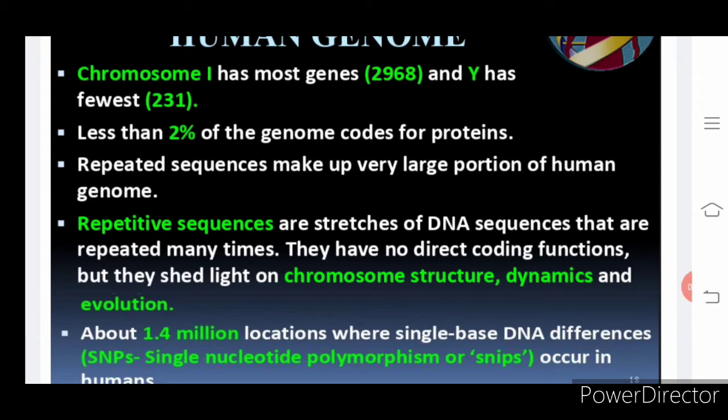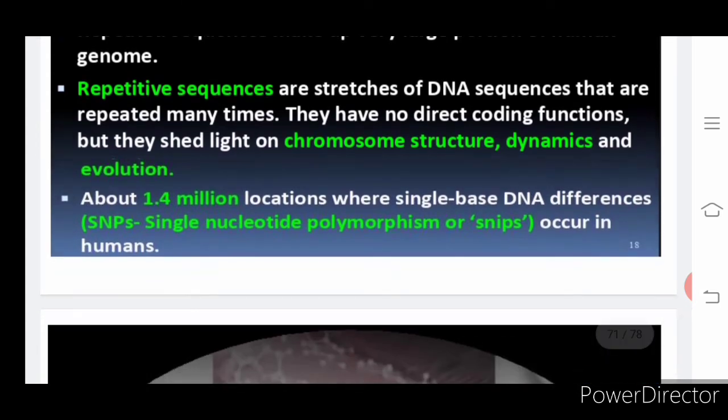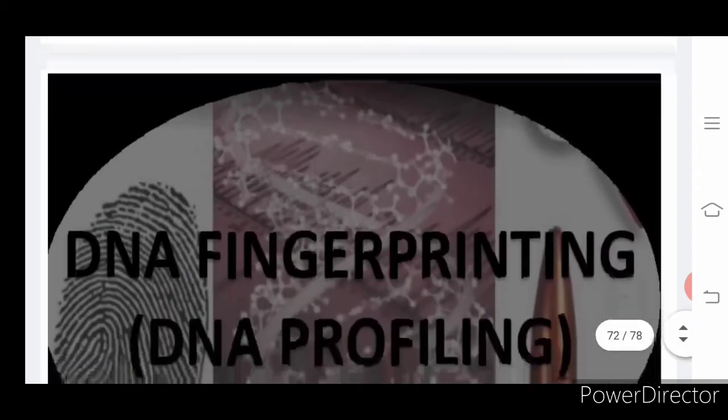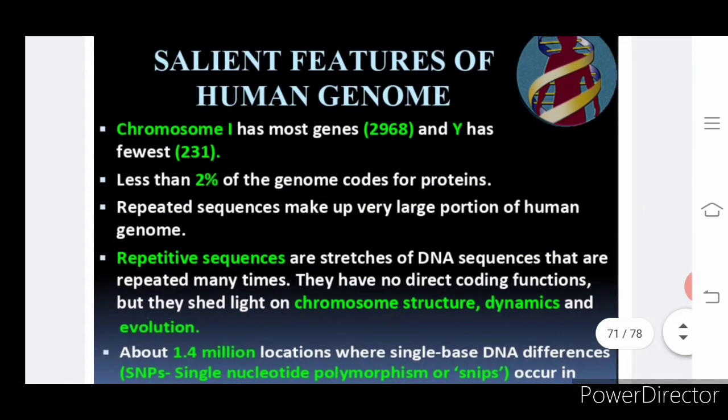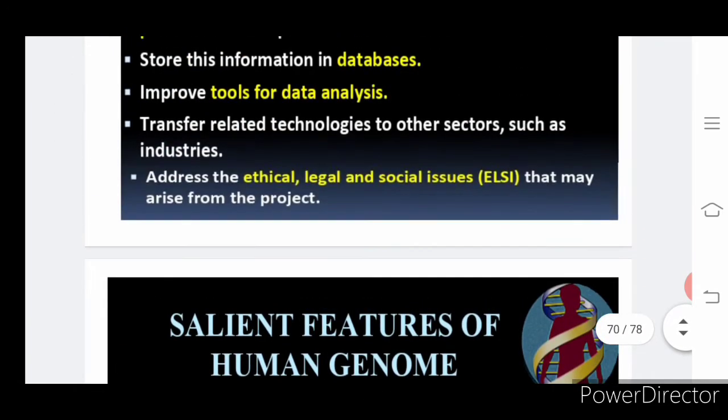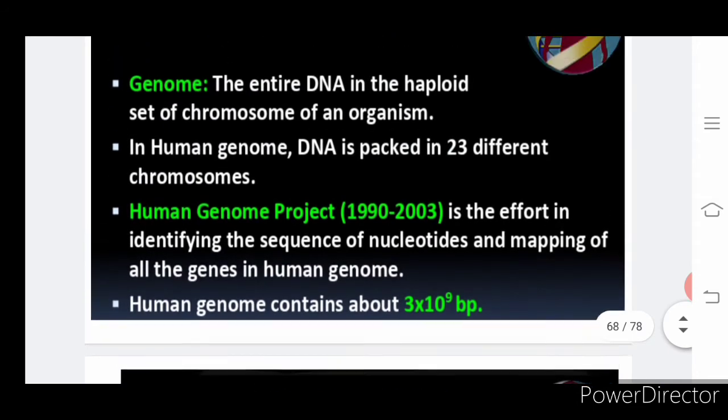Repetitive sequences are stretches of DNA sequences that are repeated many times. They have no direct coding functions, but they shed light on chromosome structure, dynamics and evolution. So when we study repeated sequences, we will get the idea about evolution. About 1.4 million locations where single base DNA differences occur in humans. Okay, so that is about the DNA and about the human genes.